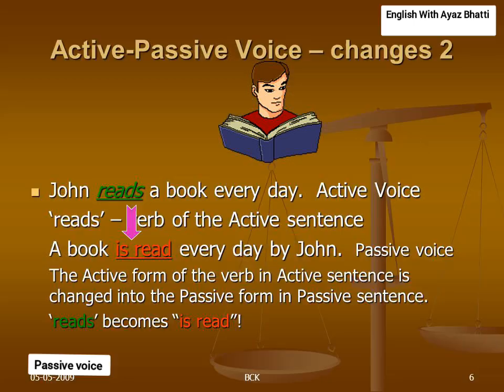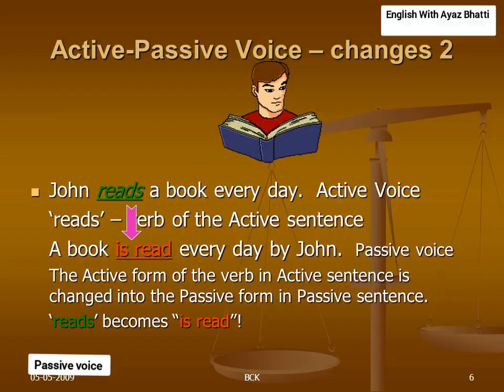Active passive voice, changes 2. John reads a book every day. Active voice. Reads, verb of the active sentence. A book is read every day by John. Passive voice. The active form of the verb in the active sentence is changed into the passive form in the passive sentence. Reads becomes is read.